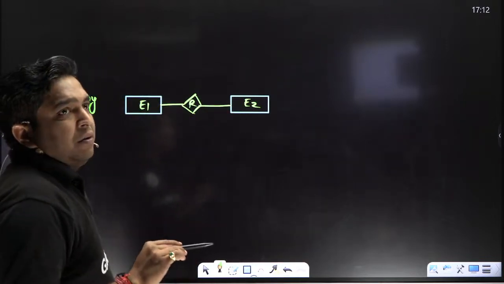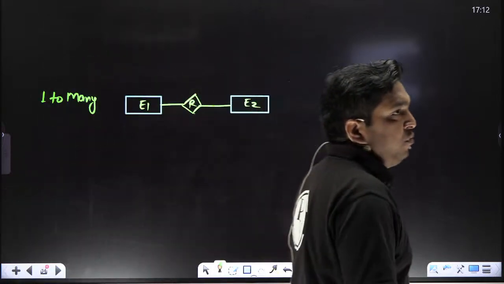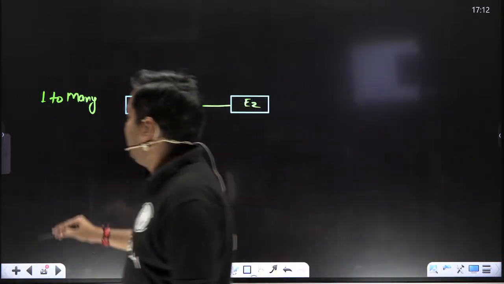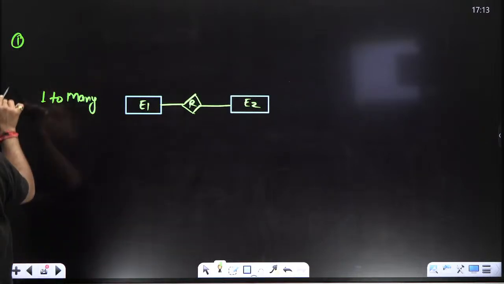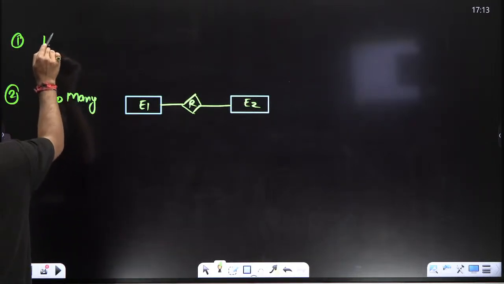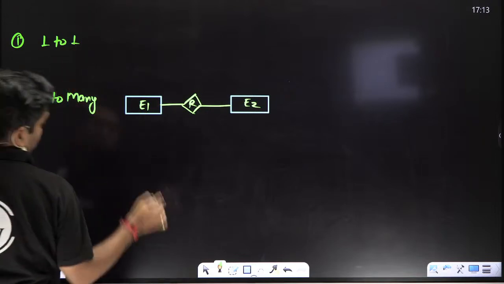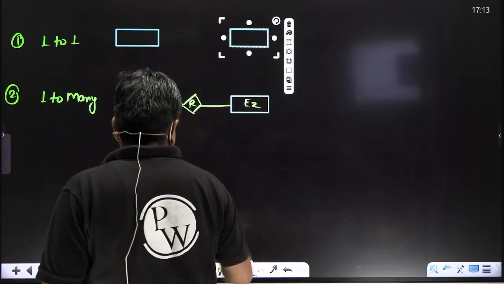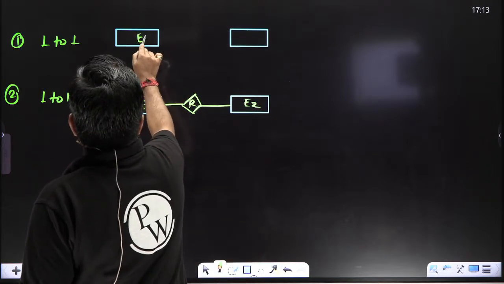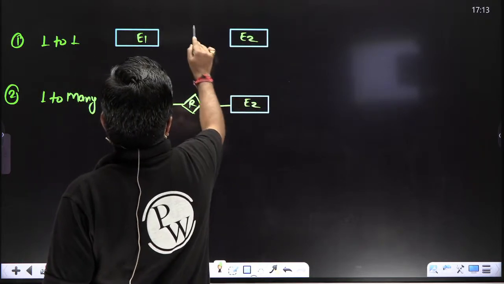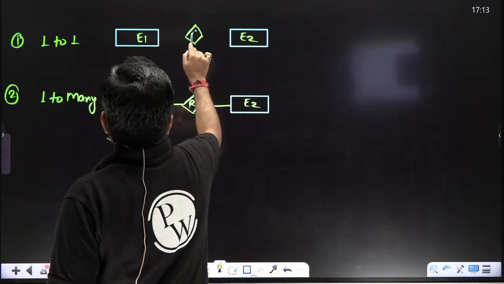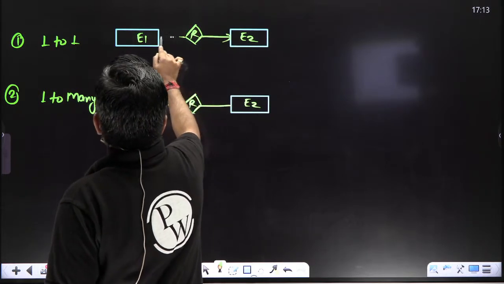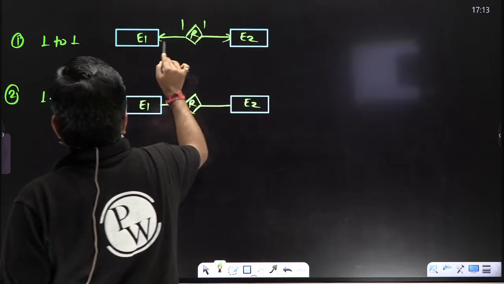Where do you write the arrow? You know there are four types: one to one, one to many, many to one, many to many. What is happening in one to one? E1 and E2. This is one to one.